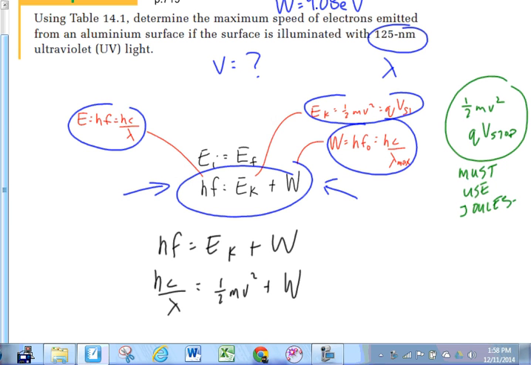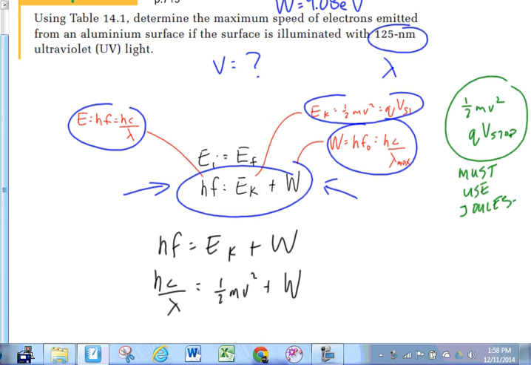Is that confusing? Is that at all confusing? I think it is. What do you do if that doesn't really make sense to you? Just use joules always. Sometimes it's a little bit extra work, but it always works for you. Okay, let's solve for v here. Let's plug in our numbers.